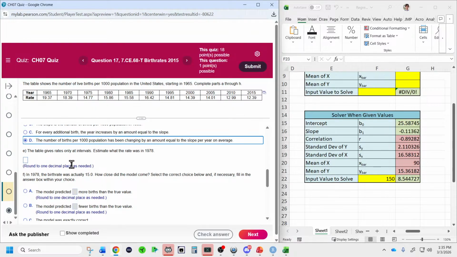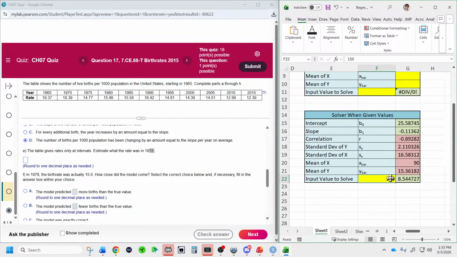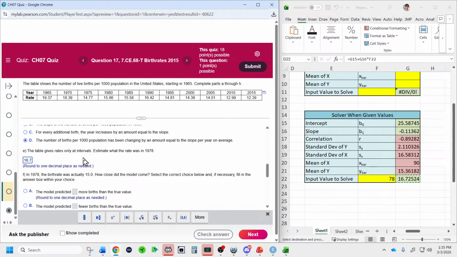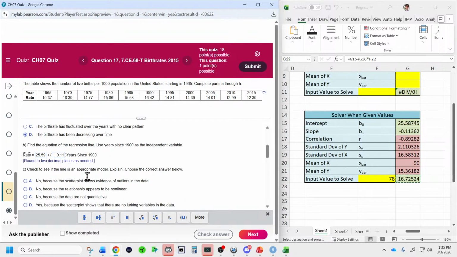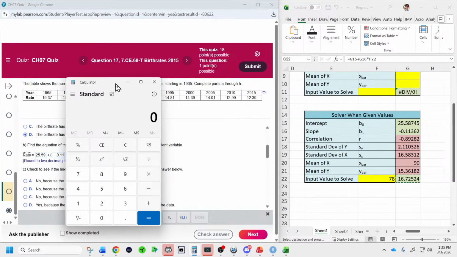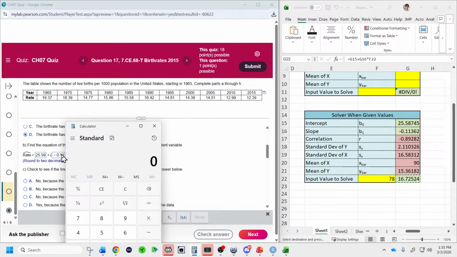The table gives the birth rate in intervals. Estimate what it would be in 1978. Well, check this out. Just go here and type 78. There you go. And you can literally just drag, drop, and do to 1 decimal. That's got it. Now, I do suggest knowing how to do this by hand because remember, it's 1978. So you're literally just plugging in 78 right here into the X variable.